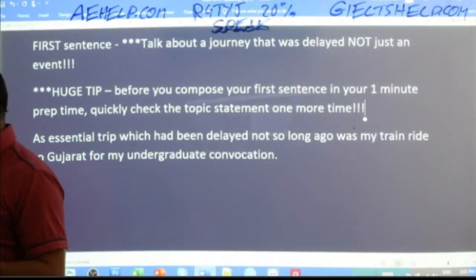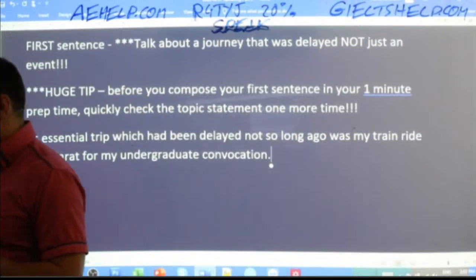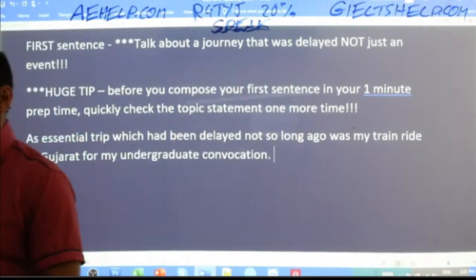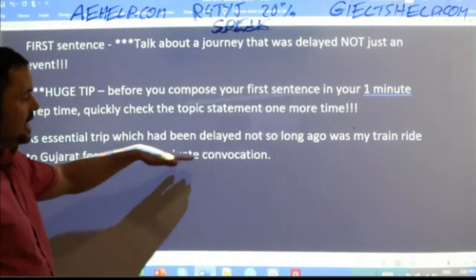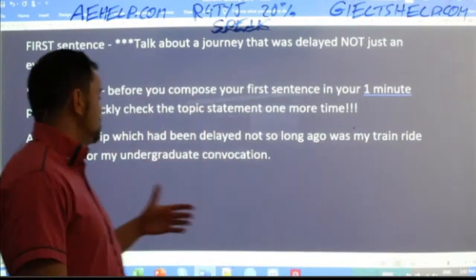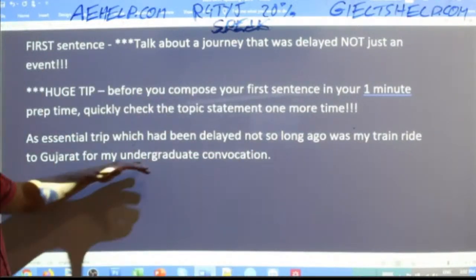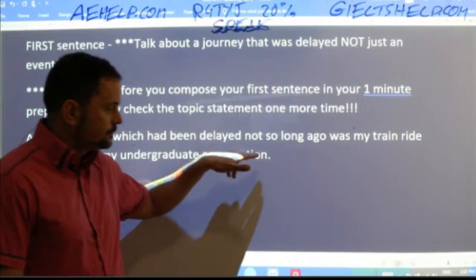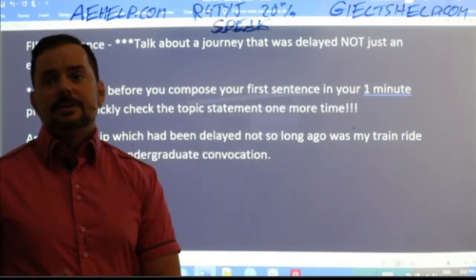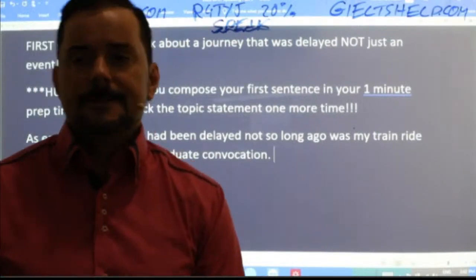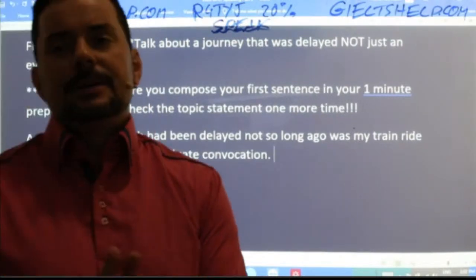We're doing okay. It's a save. It's fine. Still on our Band 9 path. And let's start plugging in. So give me the next sentence. Next sentence has to do with time. So an essential trip which had been delayed not so long ago was my train ride to Gujarat for my undergraduate convocation. Okay, next sentence, time. Okay, so give me the time here.